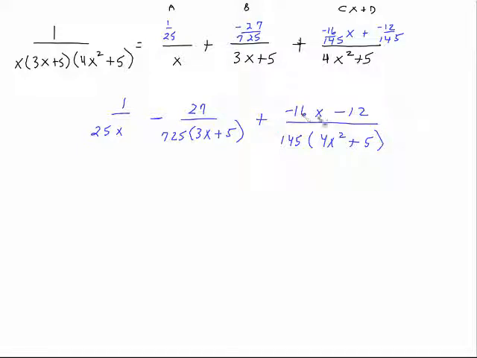An option on this part right here is to put a minus there, but that minus would distribute to the whole top, and this would be 16x plus 12 over that 145 over 4x squared plus 5. And these fractions would stay the same.